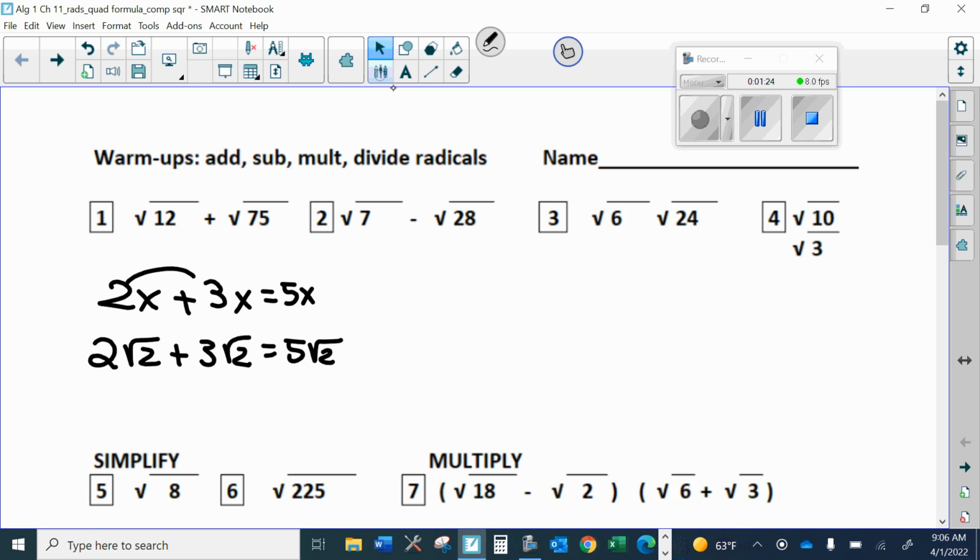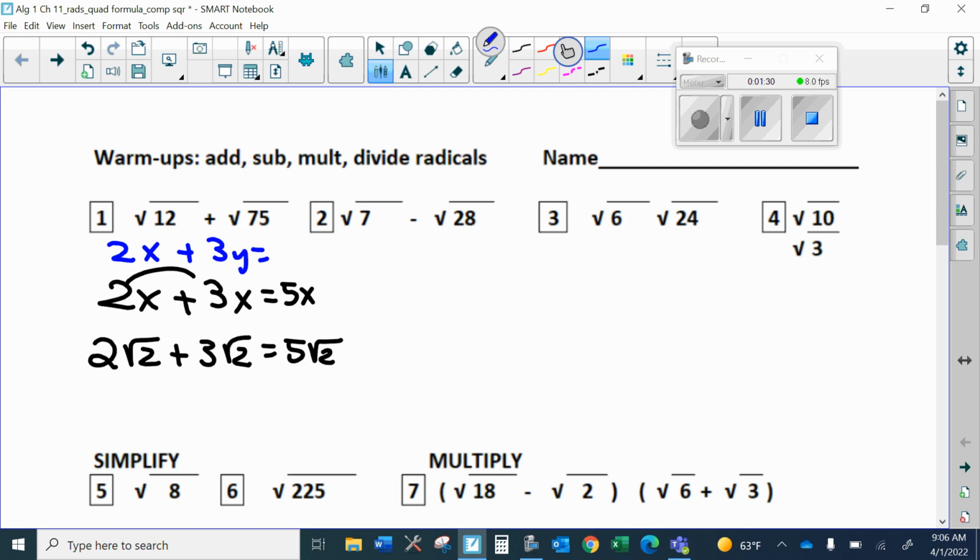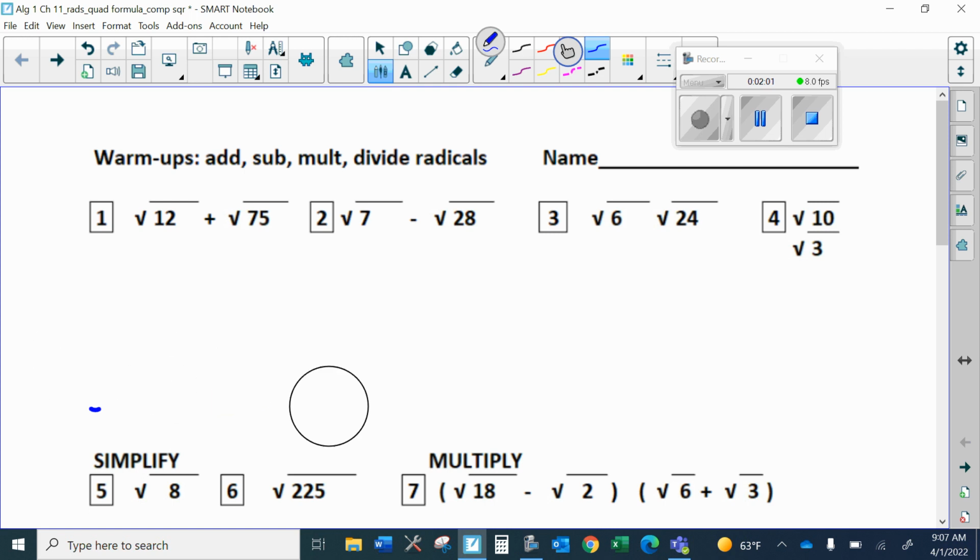And just like if I had 2x plus 3y, can I add those together? No, because they're not like terms. So if I have 2 root 2 plus 3 root 3, I cannot add those together because that root 2 and that root 3 are not the same. It's no different than if it's 2x plus 3y. They are not like terms. So in order to be like terms, they must have the same number underneath the radical. Then all you do is add the coefficients. So that's for adding and subtracting.